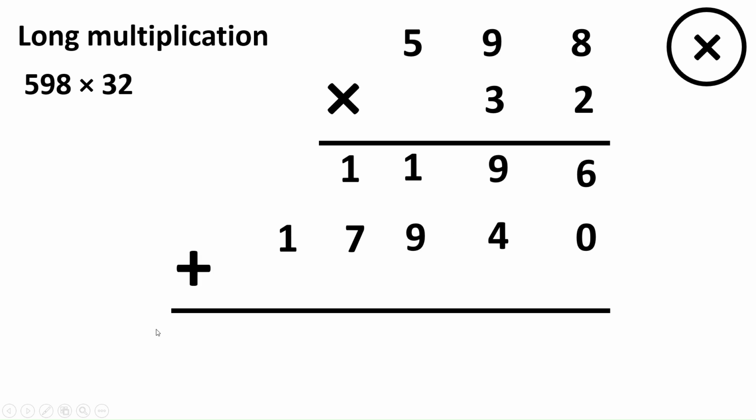And so now we need to add these two. If you can't remember what I said before, this is the partitioning method. We've done 2 multiplied by 598 and 30 multiplied by 598. So now we need to add these two so that we can add these partitioned numbers together.